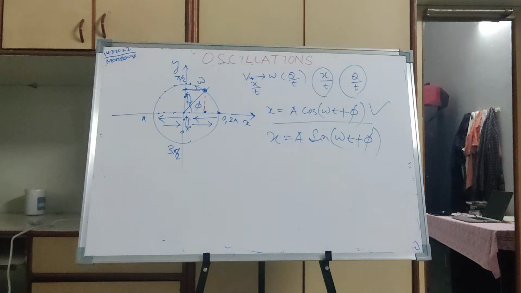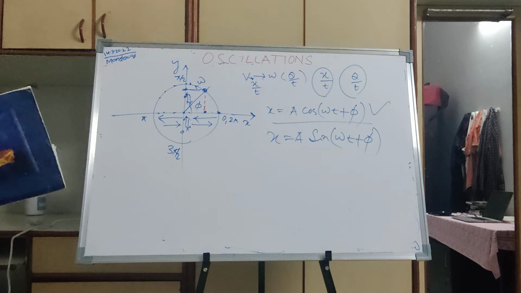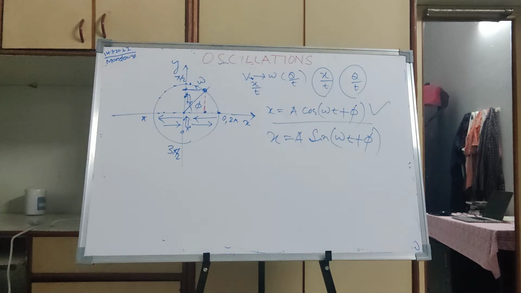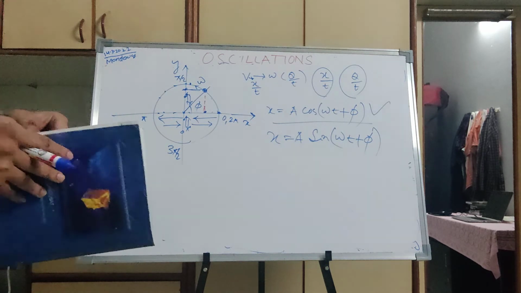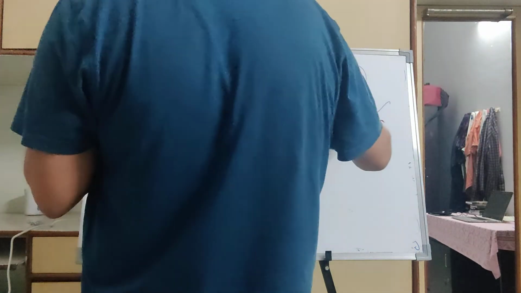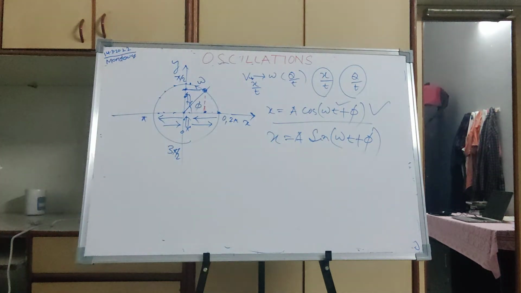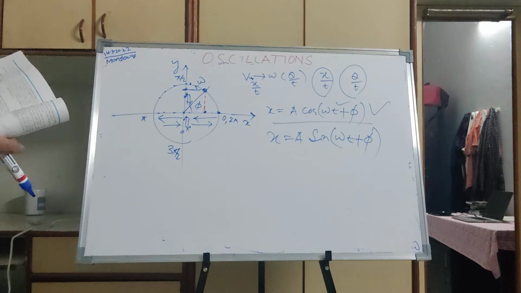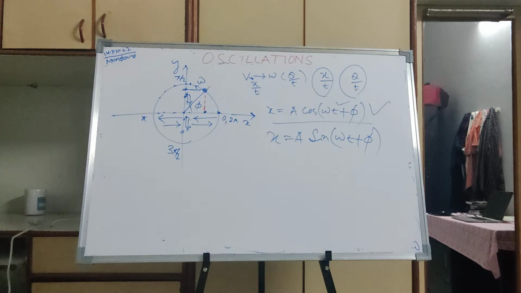So this is how the circular motion can be related to the simple harmonic motion. These are the equations of simple harmonic motion. Now we'll do velocity and acceleration in simple harmonic motion.